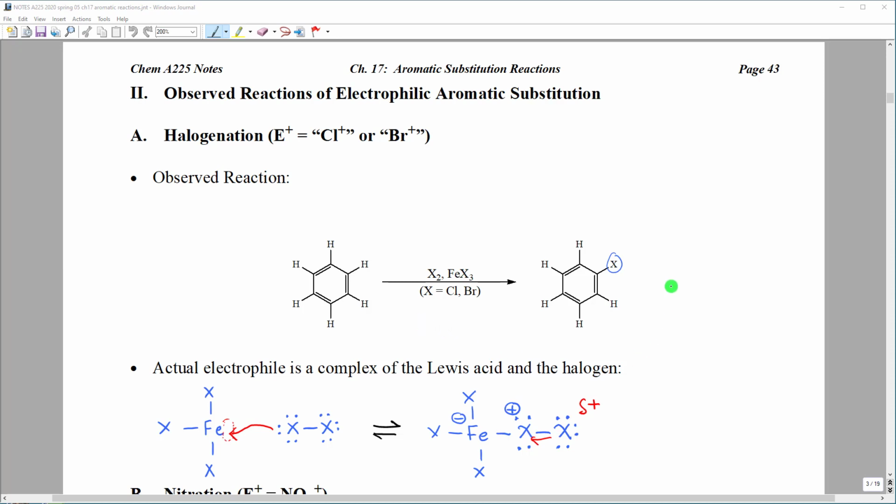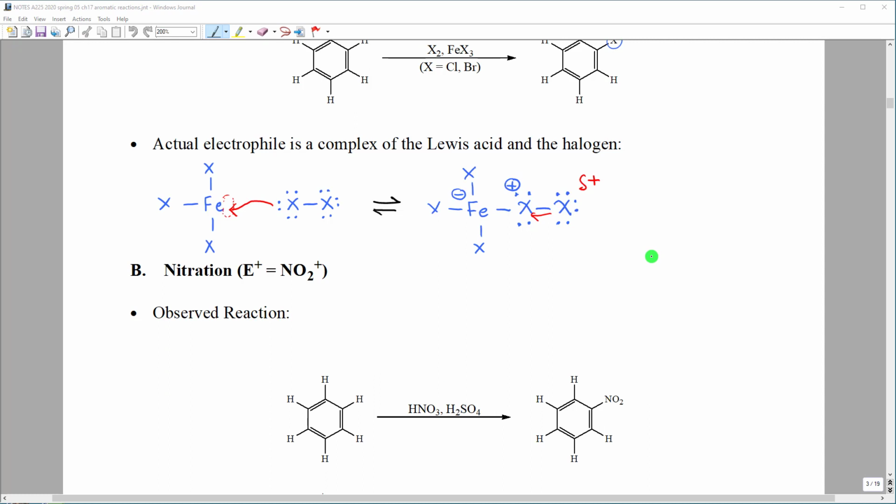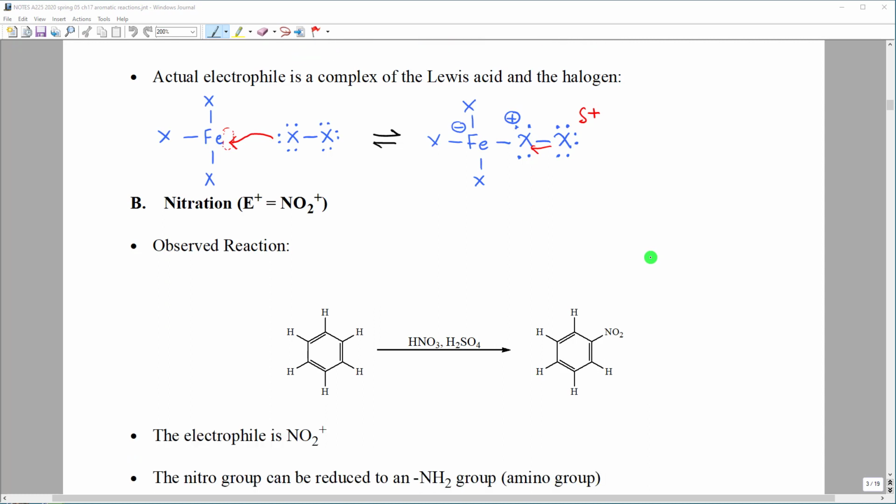At the end of the reaction, we see here that one of the hydrogens has been replaced by whichever halogen we used. If we look at the actual electrophile, it is a complex formed by reaction of the Lewis acid and the halogen. If we look right here, the Lewis acid is going to have an empty space where it can accept a pair of electrons. So a pair of electrons from the halogen is going to come in, plug into that empty space, and make a bond.